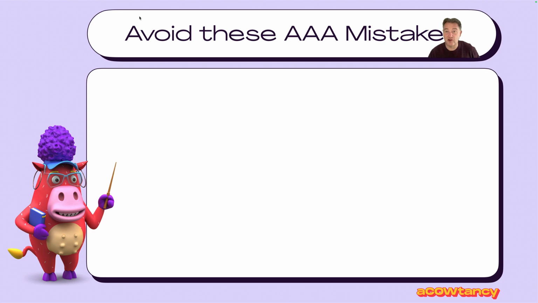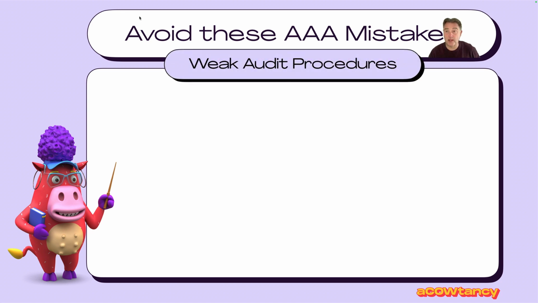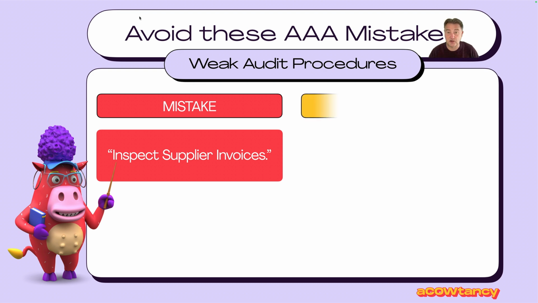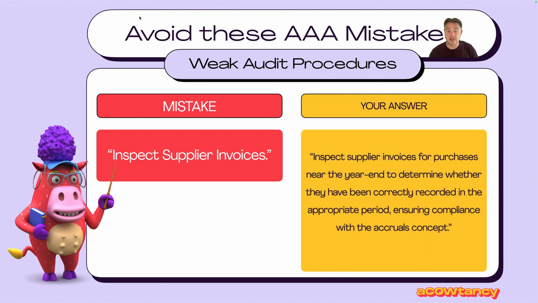Welcome back, auditing friends. The next thing we're going to look at is weak audit procedures. They're the big mistakes that students make. So, inspect supplier invoices. Well, it's an audit procedure, but it's not one that's going to score any marks at all in the exam. Your answer should say, inspect supplier invoices for sure, but say why.